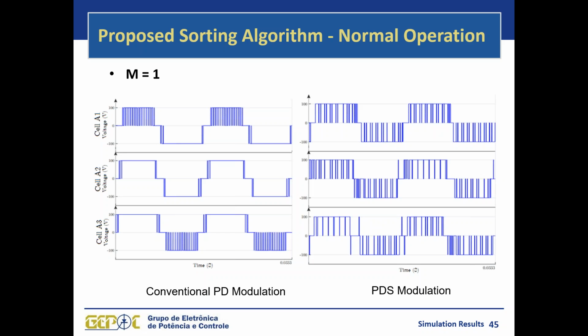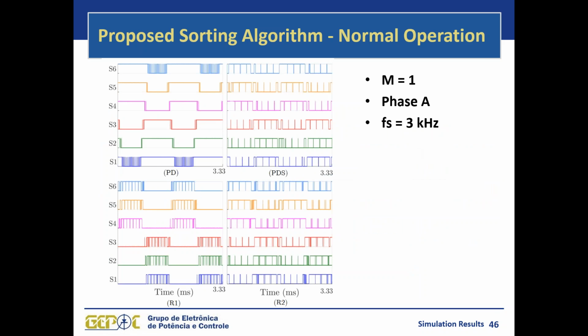But considering this normal condition with modulation index equal to 1, we have here the conventional phase disposition modulation. So for each one of the cells, we have these voltages. And we have the voltages for the cells of phase A for our proposed PDS modulation. So we can see here that we have an even distribution of the pulses among the 3 power cells of the converter. The same thing applies to the other phases, phase A, phase B, and phase C. So we can see the improvement between these two results.